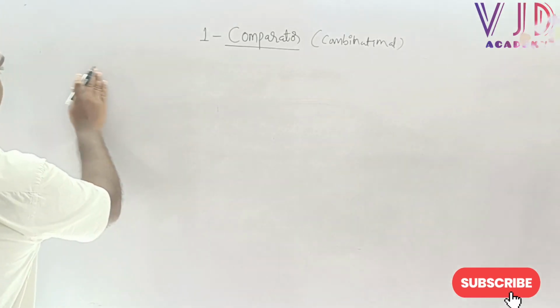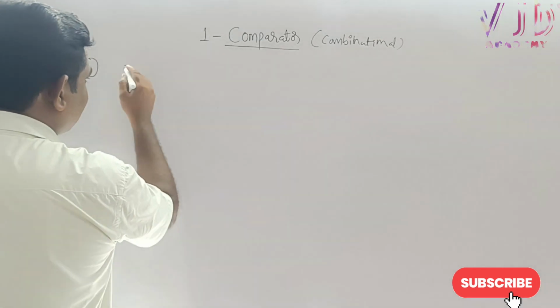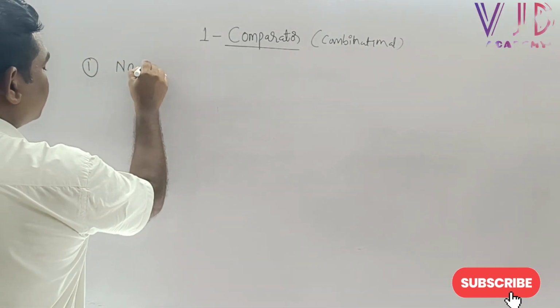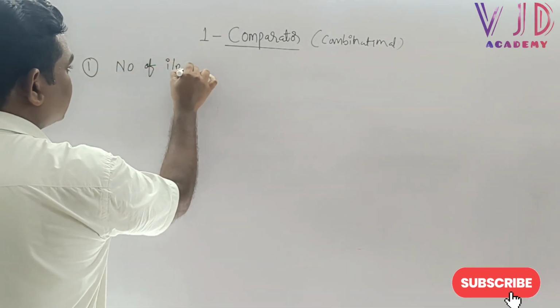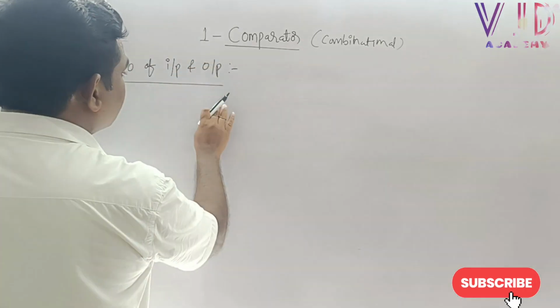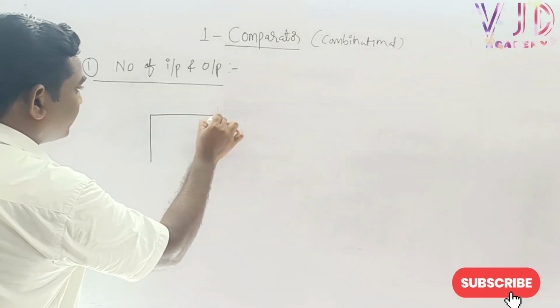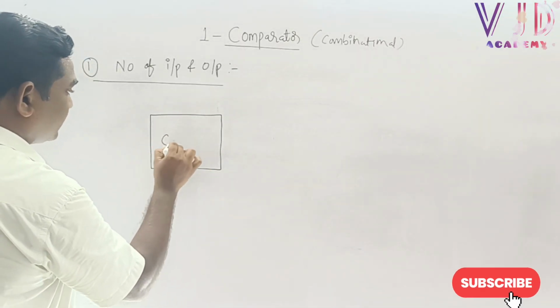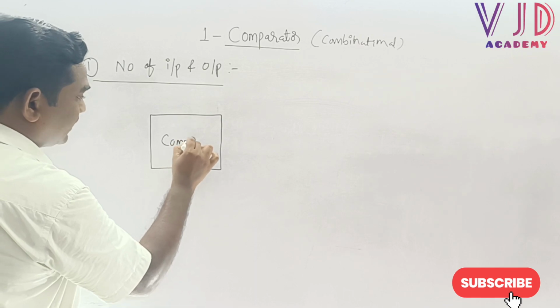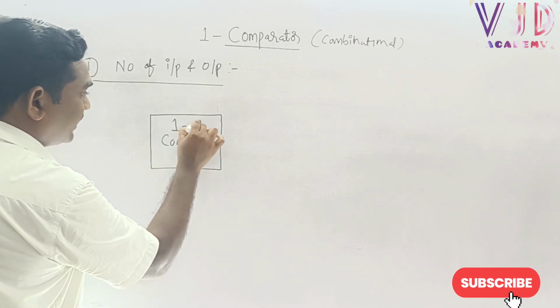Because this is a combinational circuit, the 5 steps to understand the circuit are similar. The first step is identification of the number of inputs and outputs. To understand the number of inputs and outputs, we just need to draw the circuit diagram. This is called comparator. I can say 1 bit comparator.